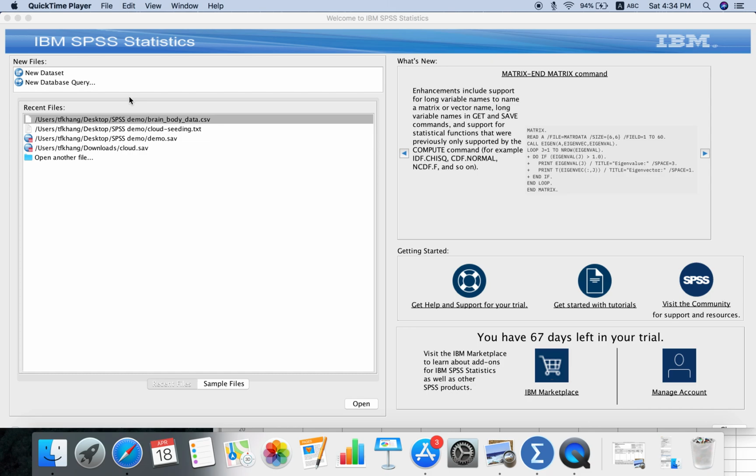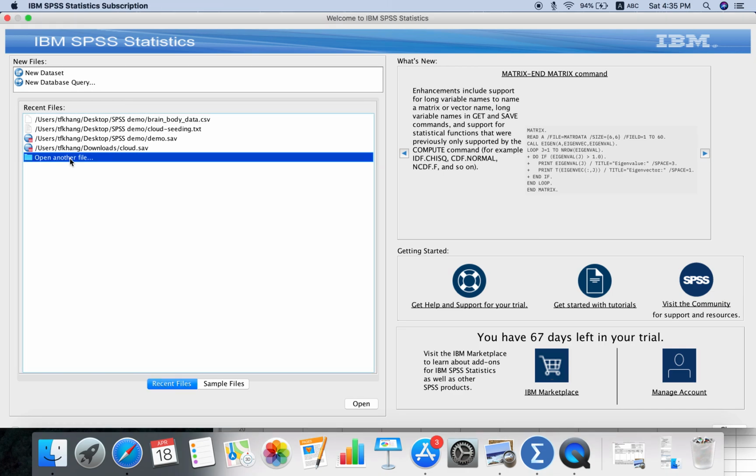Hello everyone. In this second part of basic SPSS, I will show you how to use SPSS to perform linear regression. Linear regression is a commonly used method in statistical analysis, so we'll see how to use SPSS to do some basic regression. Let's open the data file.